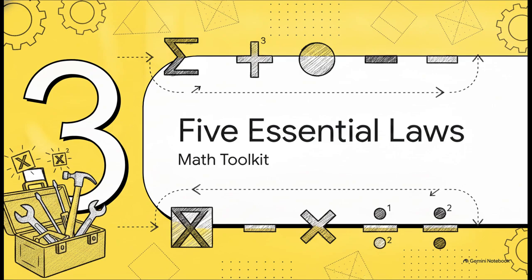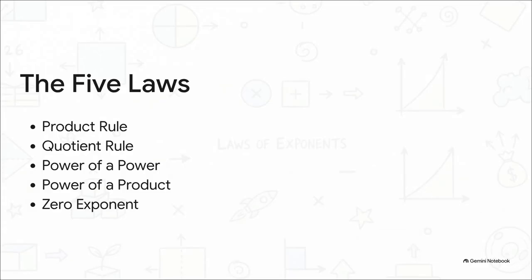Section 3. The 5 essential laws. Let's open up our math toolkit. We are going to cover 5 essential laws today: the product rule, quotient rule, power of a product, and the zero exponent rule. Let's just walk right through them, one by one.